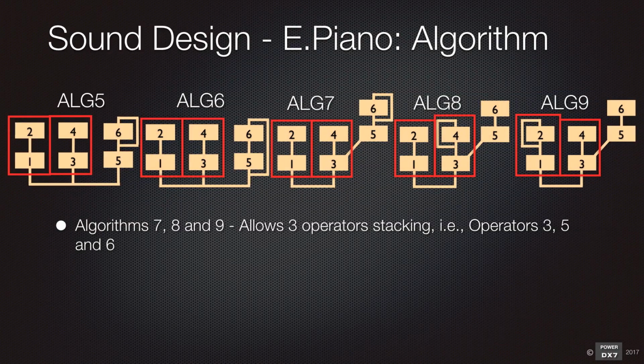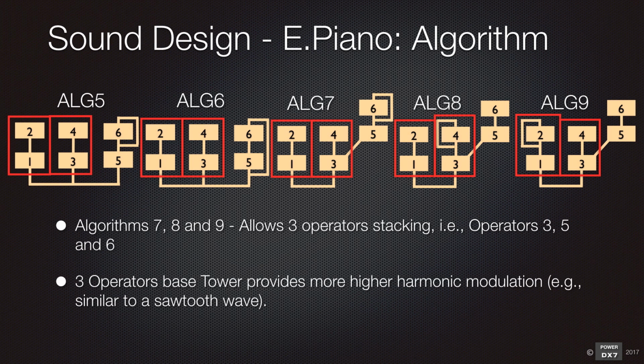Algorithm 5 can be swapped easily with algorithm 7, 8, and 9. Note that there are 3 operator towers, which can produce higher harmonic modulation. For emulating the original E.Piano patch, this is not necessary. So we will not use those algorithms.